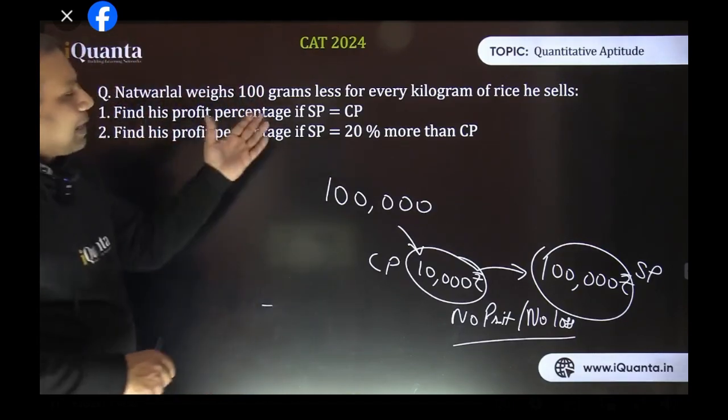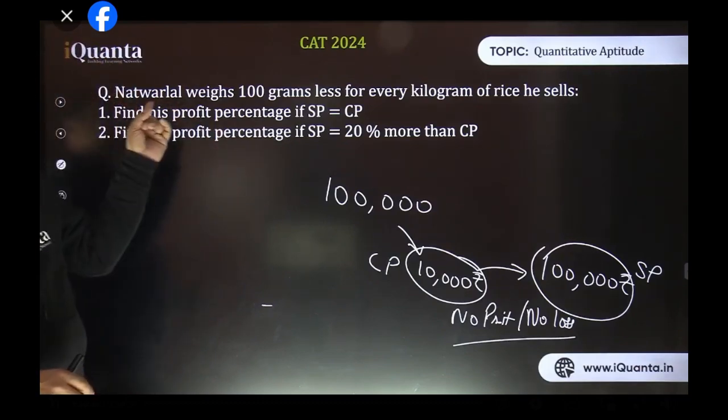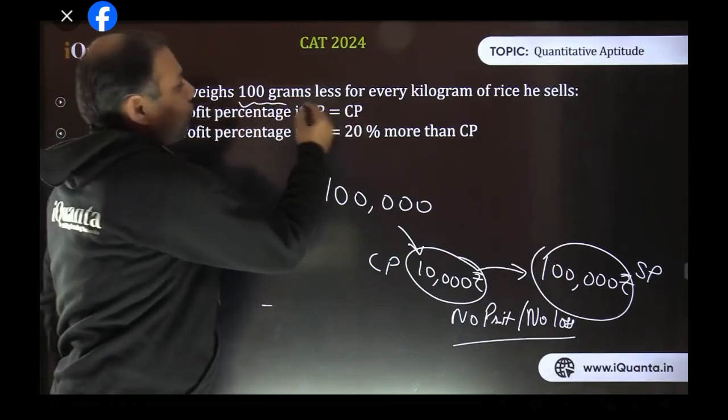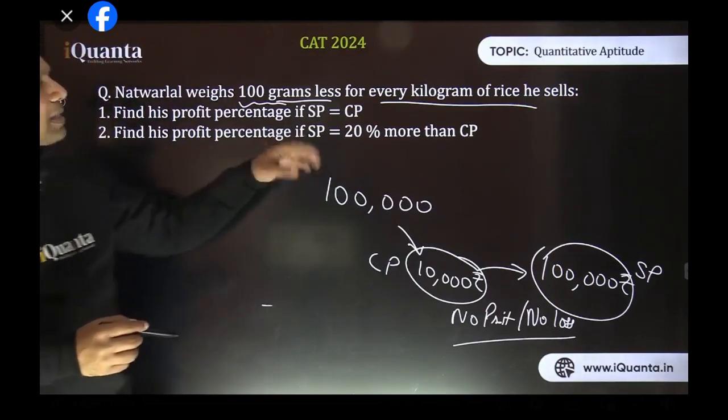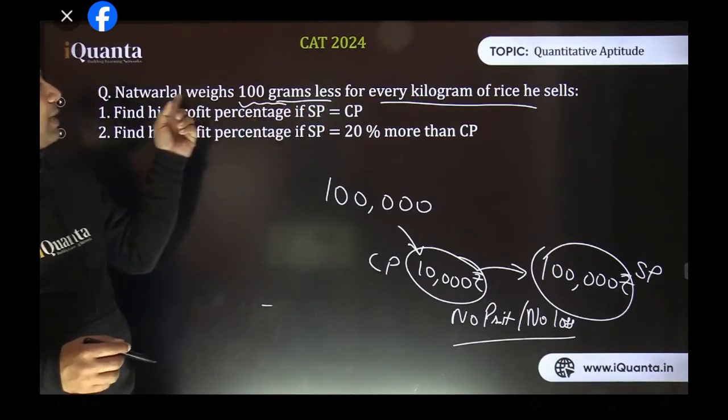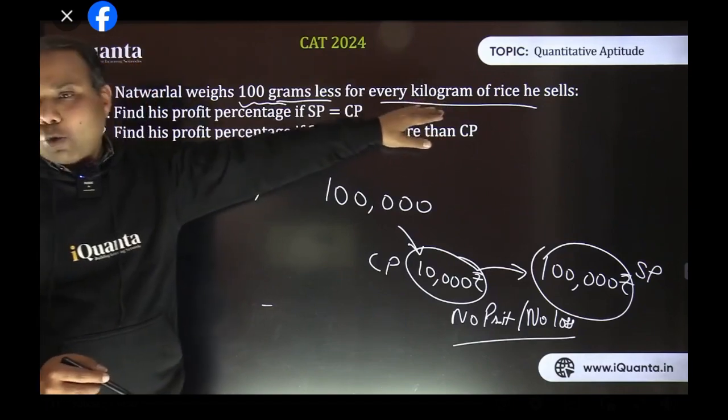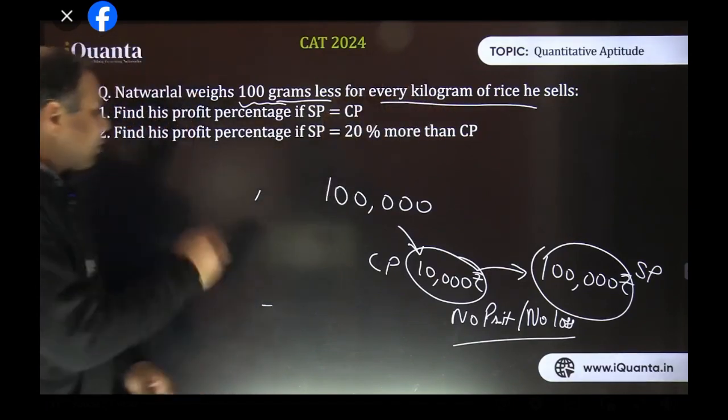So now coming back to this actual question here. So Natwar Lal weighs 100 grams less for every kilogram of rice he sells. So again, if we assume कि 1000 gram का cost price 1000 rupees ही है, so in that case he is charging 1000 rupees. Selling price is 1000 rupees.